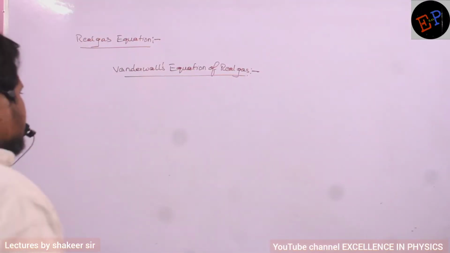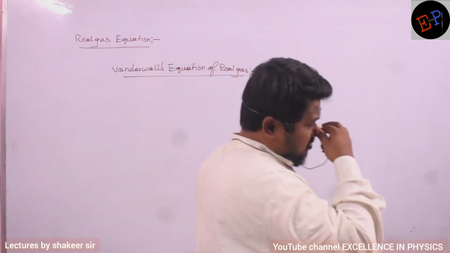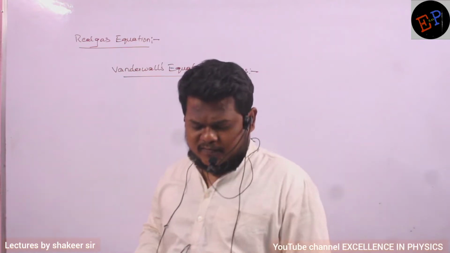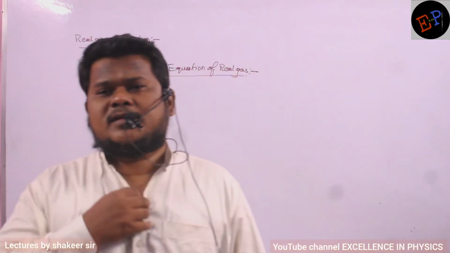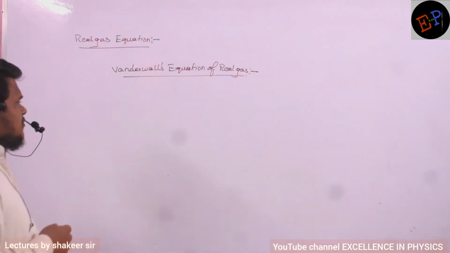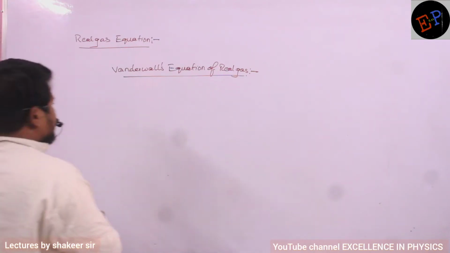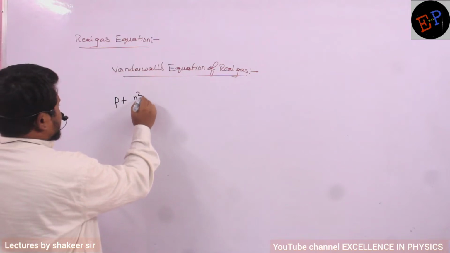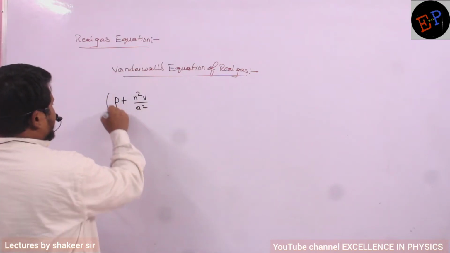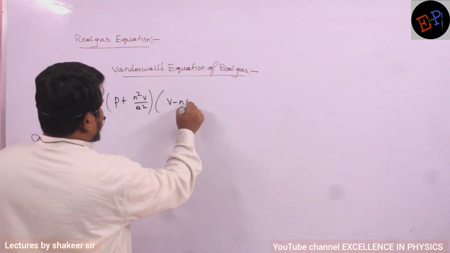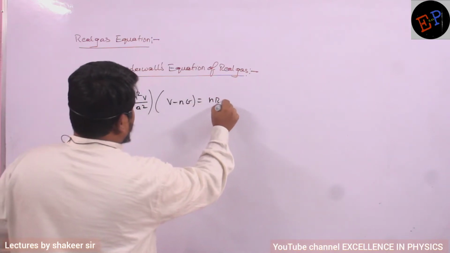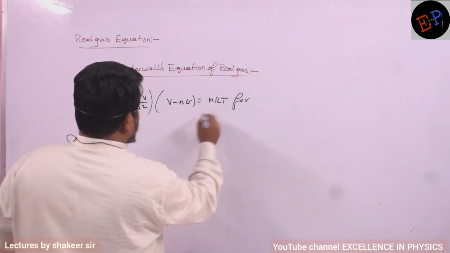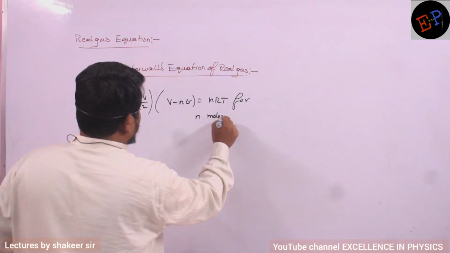Then we study the equation of a real gas, which was given by Van der Waals. Therefore it is called the Van der Waals equation of a real gas. This equation is written like this: P plus n squared a divided by V squared, multiplied by V minus nb, is equal to nRT, for n moles of a gas.